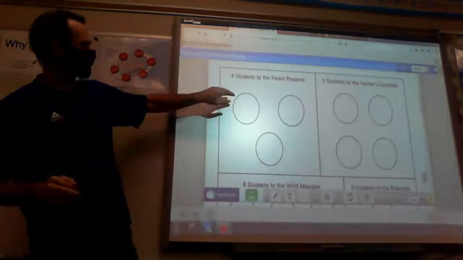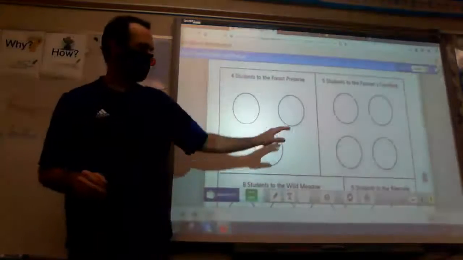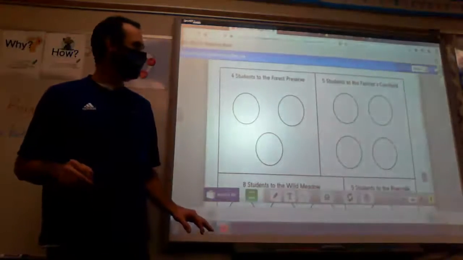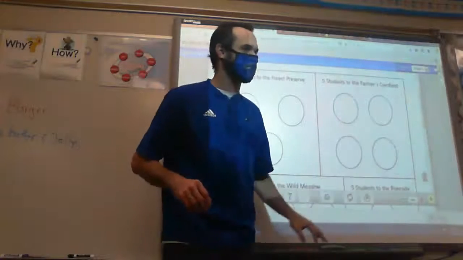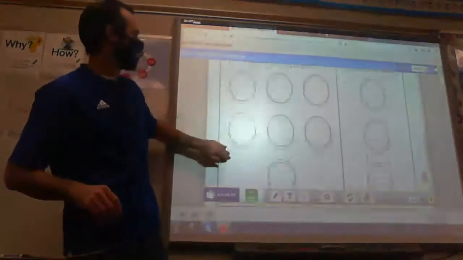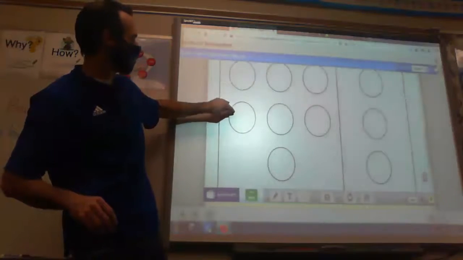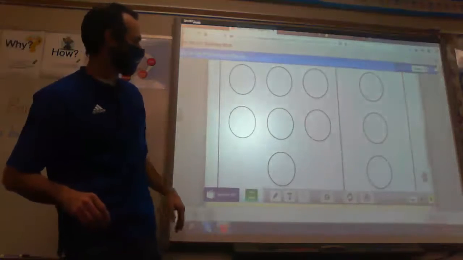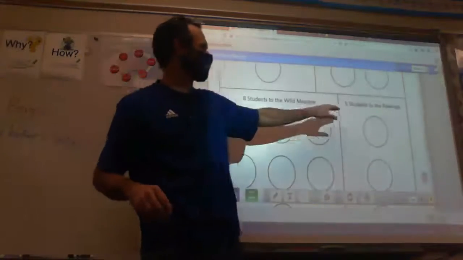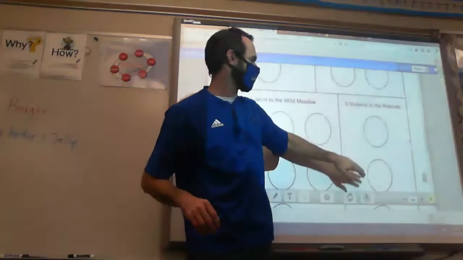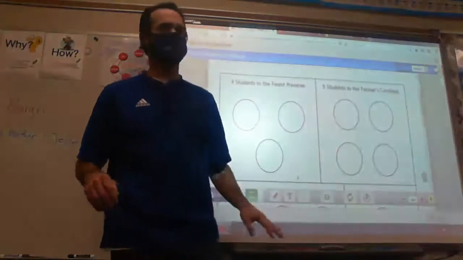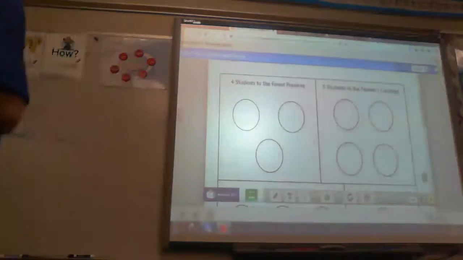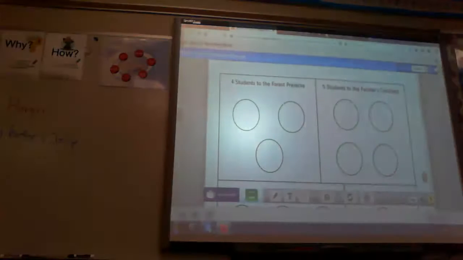We had 4 students that went to the forest preserve and each circle represents a pizza. We had 5 students go to the farmer's cornfield and they got to share 4 pizzas. 8 students went to the wild meadow and they got to share 7 pizzas. And over here, the students that went to Riverside, 5 of them shared 3 pizzas, okay? So what I want to do first is go through and break up these circles into the fractions that they should be.